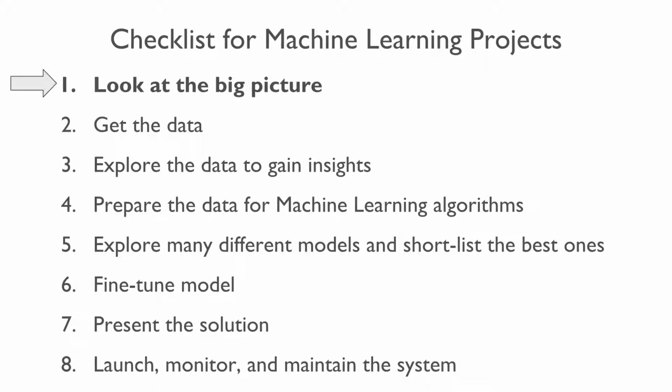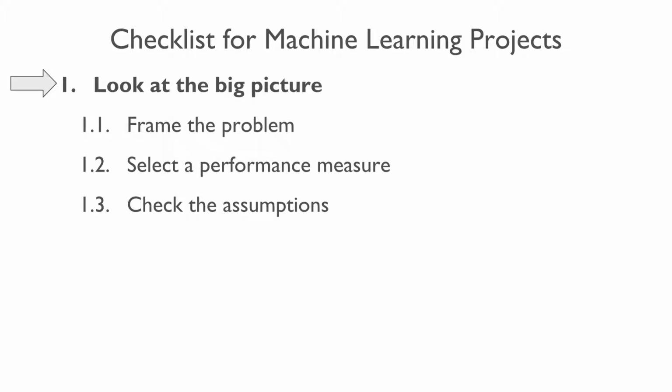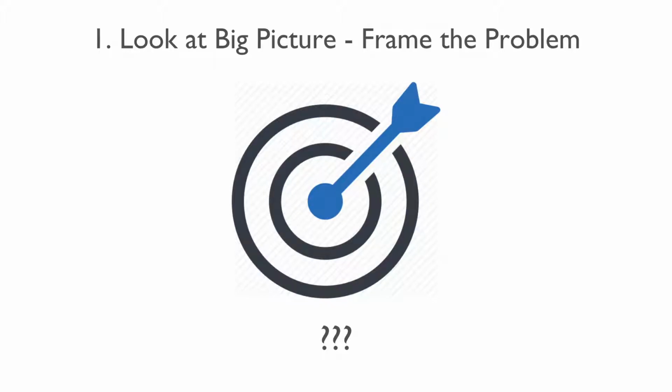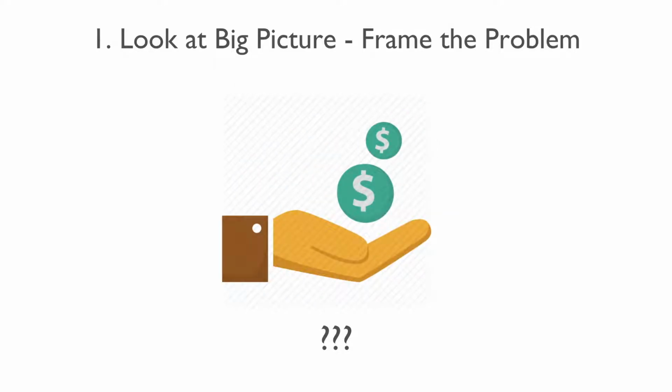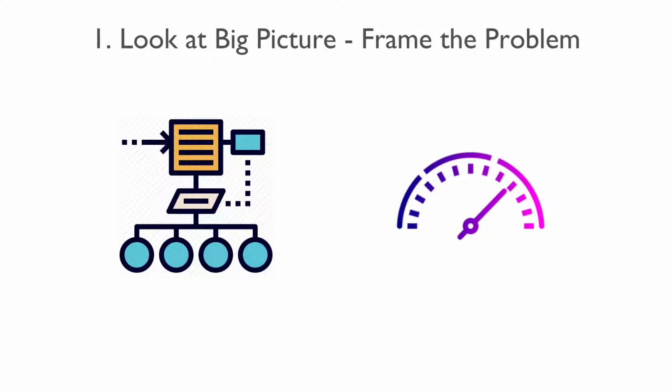It generally consists of 3 tasks: frame the problem, select a performance measure, and check the assumptions. Let's look at each task. To frame the problem, we ask questions like, what is the business objective? And how does the company expect to use and benefit from this model? These questions help in determining which algorithm to select and which performance measure to choose to evaluate the model.